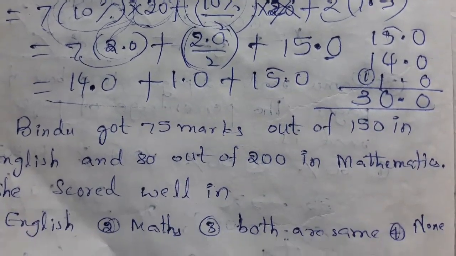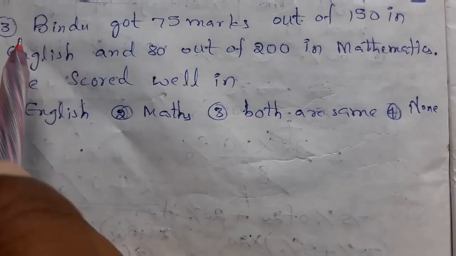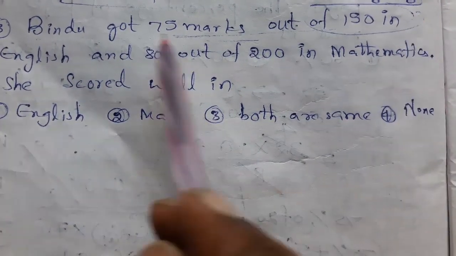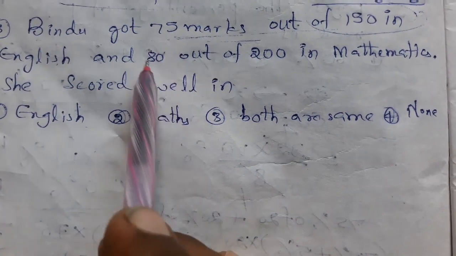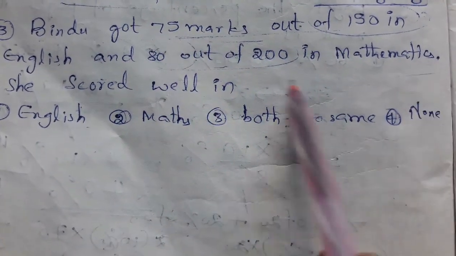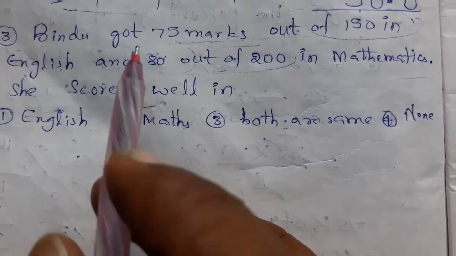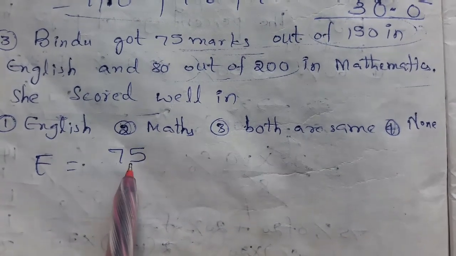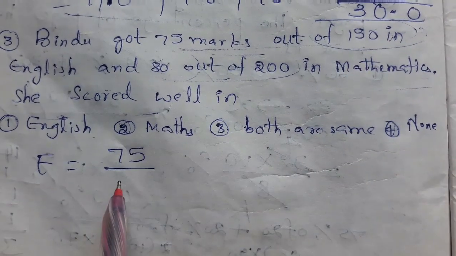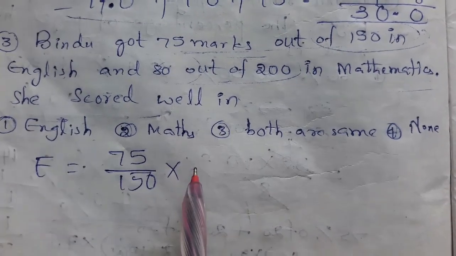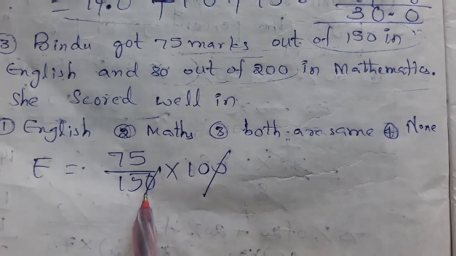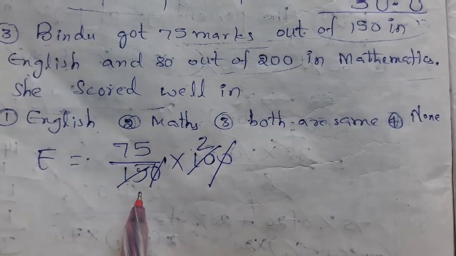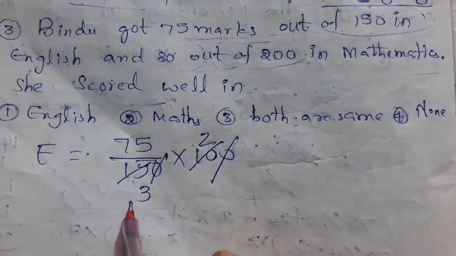Now move to the next question. See, Bindu got 75 marks out of 150 in English and 80 out of 200 in mathematics. She scored well. So 75 for English. This 75, how many total marks? 150 into 100. Cancel this 0, this 0. Now 5 twos are 10, 5 threes are 15, isn't it?